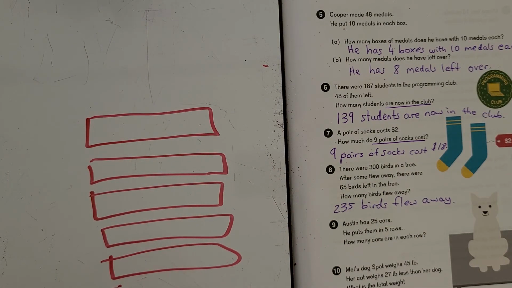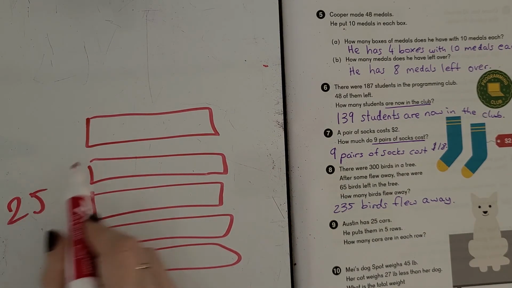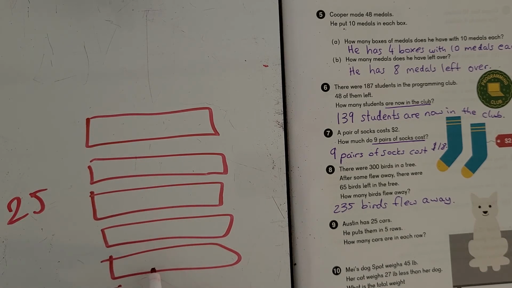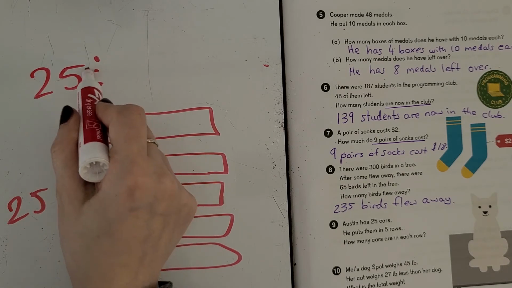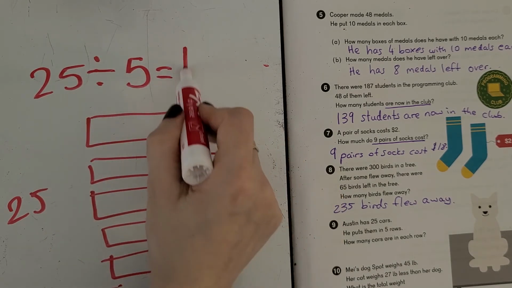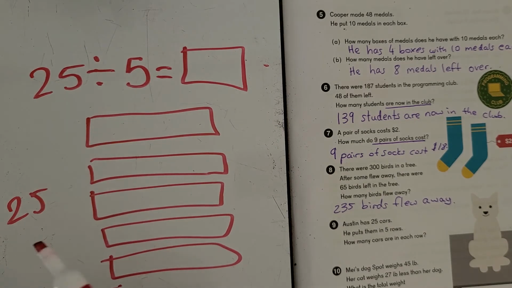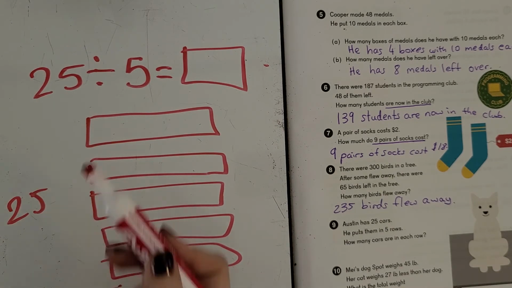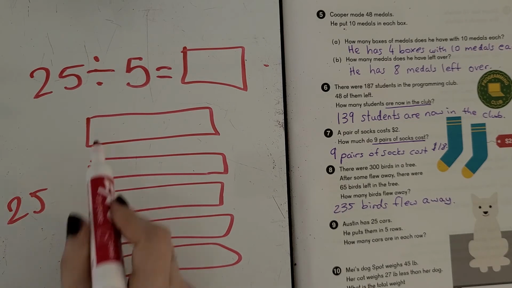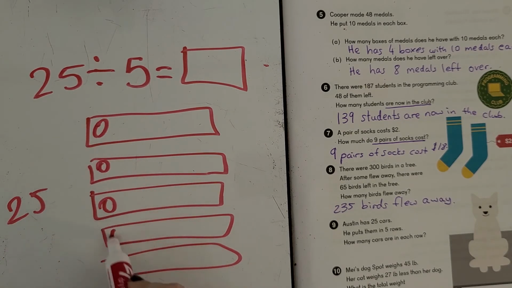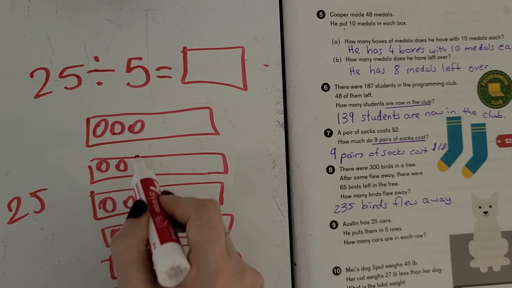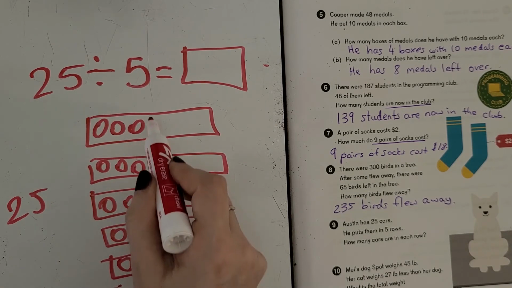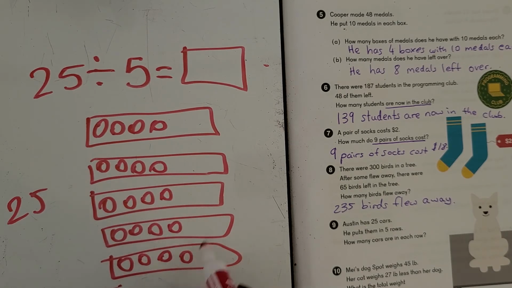So he's going to put a total of 25 cars in 5 rows. How many cars are in each row? So we're sharing the number 25 divided by 5 rows equals how many will be in each. So if you wanted, you can draw a picture until you get to 25. So you would do 1, 2, 3, 4, 5, 6, 7, 8, 9, 10, 11, 12, 13, 14, 15, 16, 17, 18, 19, 20, 21, 22, 23, 24, 25.